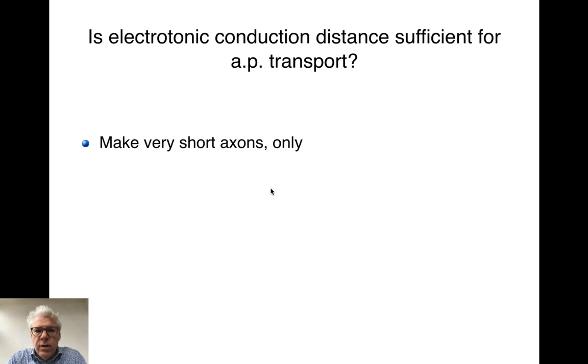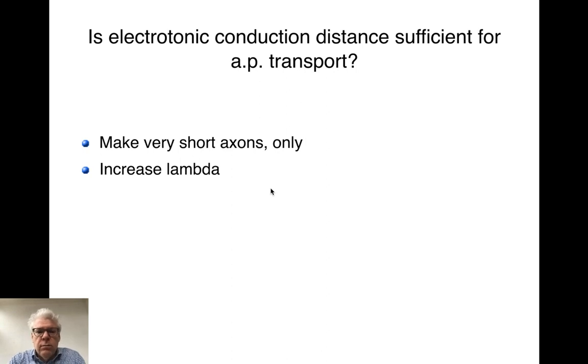Well, you can make very short axons. So a very short axon, a synapse, another short axon, synapses. That is a way to do it. But it has disadvantages, amongst others, that you need a lot of synapses. And they slow down the transport, as we know, and they use a lot of energy. So there are two reasons not to do that.